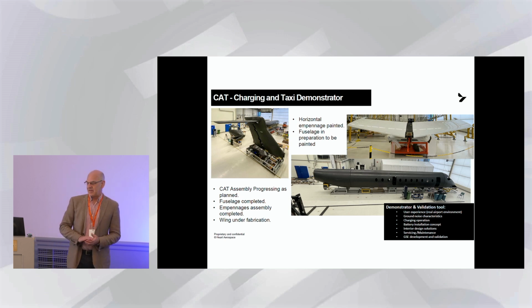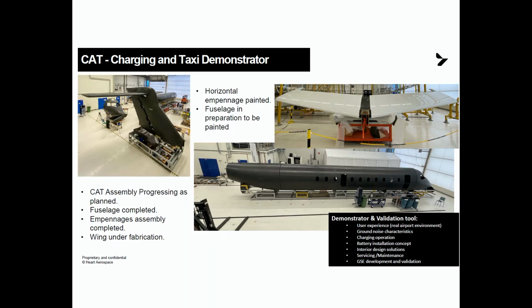We will later this year show this demonstrator, which is not intended to fly. It's for charging and for taxi, so it will have lower power propulsion. And it's built all in carbon fiber. These are pictures from just a couple of weeks ago in Göteborg.